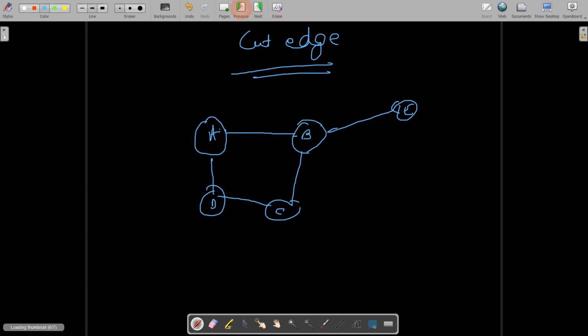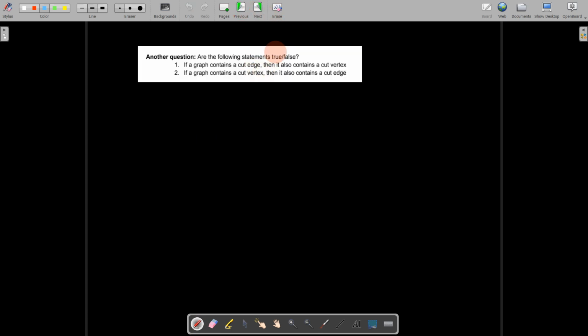Now let us go to the question that was being asked. You have to tell whether this is true or false. If a graph contains a cut edge, then it also contains a cut vertex. And second, if a graph contains a cut vertex, then it also contains a cut edge. Let us try to solve the first part.